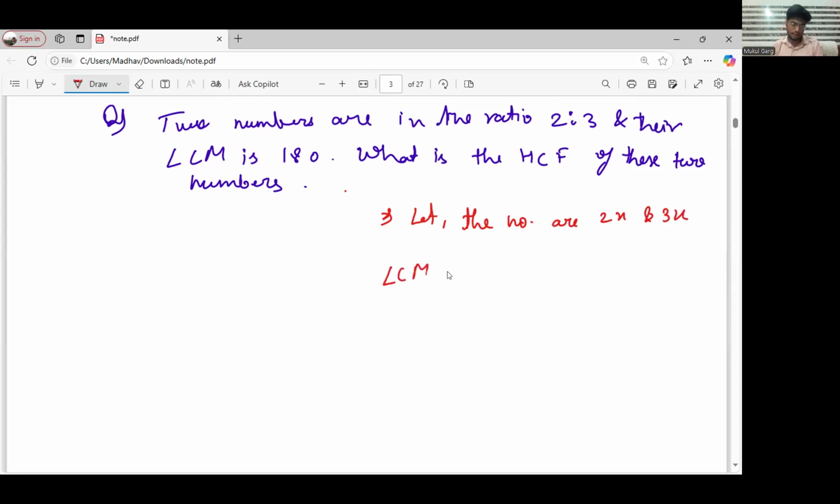We all know the relation: LCM multiplied by HCF is always equal to what? The product of the two numbers. We want to find the HCF from here. Now we already have the LCM, but we cannot simply find the HCF until we have the value of x. So with the help of this LCM, we are going to find x first. How? So easy.